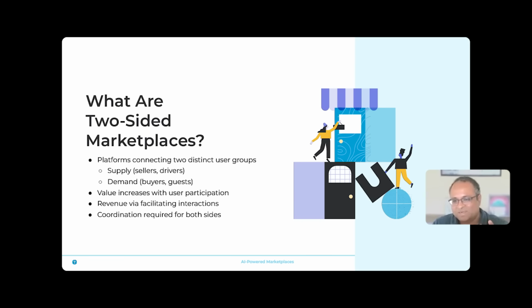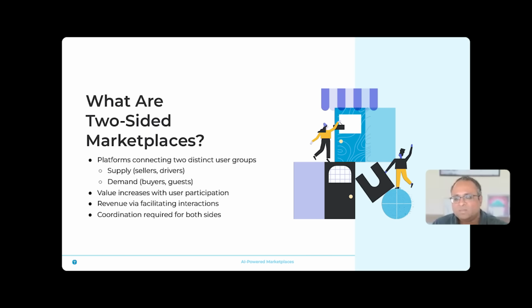Number 1 is there are two sides to a marketplace. There is the supply side, which is sellers. In the case of Uber, that would be your typical drivers. And then there is the demand side, buyers. In the case of Airbnb, for example, that would be guests. One of the universal truths is the value of a marketplace increases along with user participation. So the more drivers and the more guests that you have, the more sellers and the more buyers you have, the value of your marketplace increases.